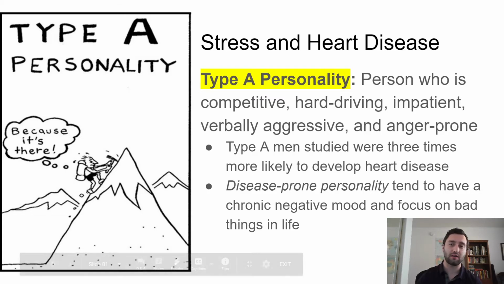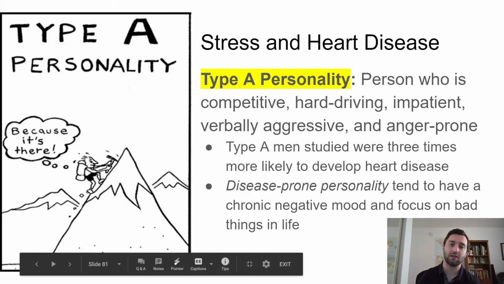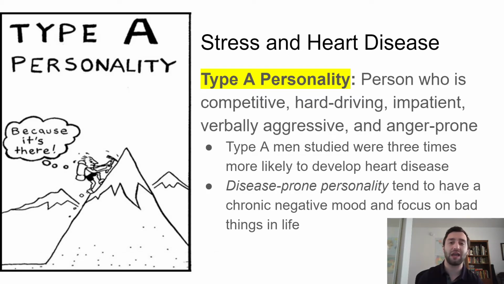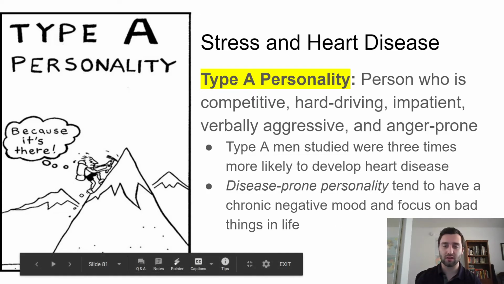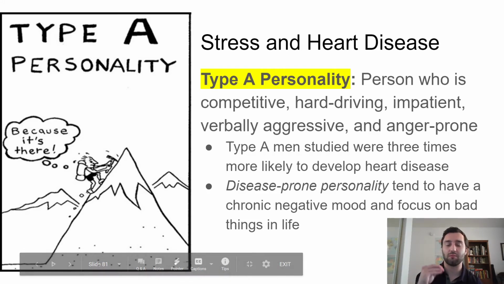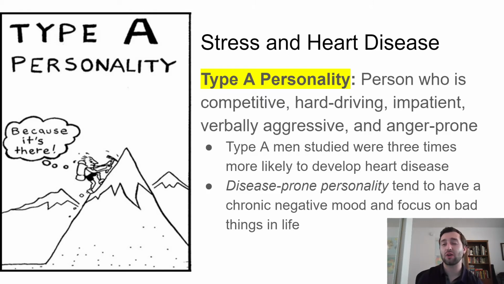Type A personality. Someone who has a type A personality is a person who is competitive, hard driving, impatient, verbally aggressive, and anger prone. Okay? Again, type A personality. Very driven, very demanding, and can be really pushing. There tends to be aggression there. Not always. All these things are going to be someone who would be type A.